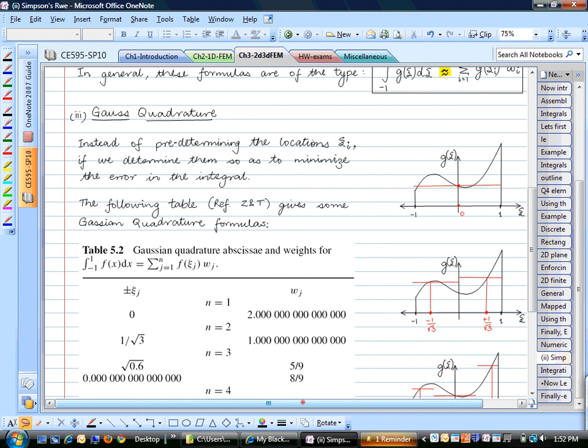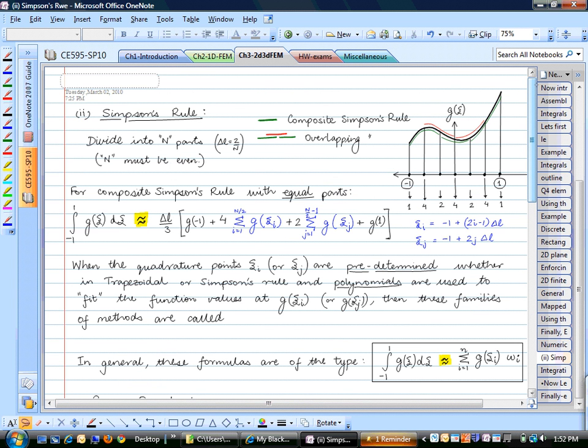A similar rule is called the Simpson's Rule. In this rule, the idea is that you take your integral from -1 to +1 again, and divide it up into n parts. Again, they need not be equal, but just to keep things simple, let's assume that these n parts are equal. But there is a further restriction that the number of parts has to be even. You cannot divide it into an odd number, so n cannot be 1, 3, 5 or something like that. n has to be 2, 4, 6, 8 and so on.